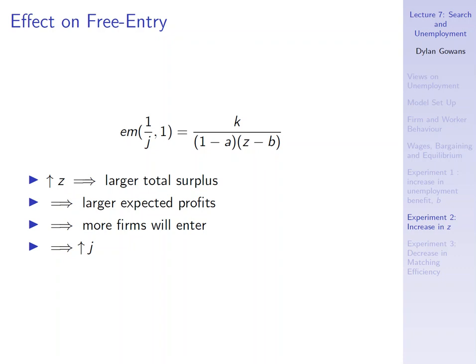So again, Z goes up. I expect that when I match, I will get a higher profit, and therefore my expected profits go up, therefore more firms will enter.